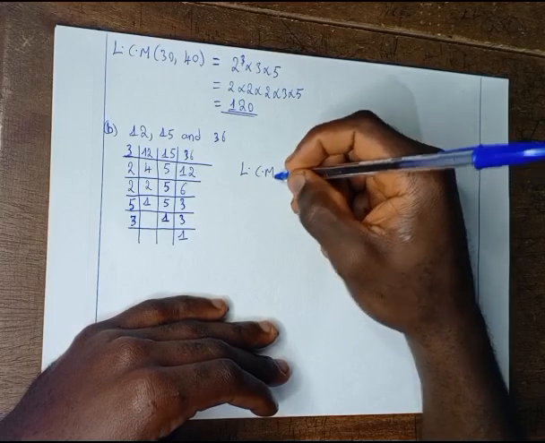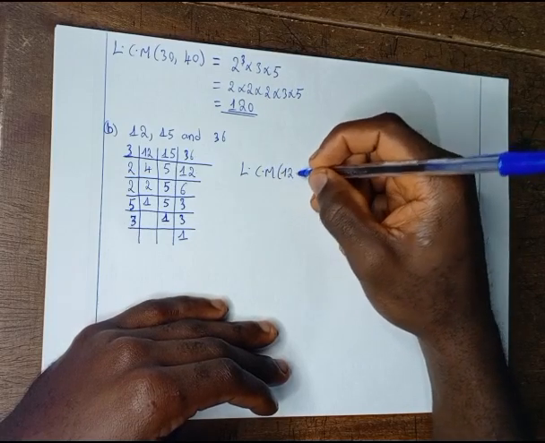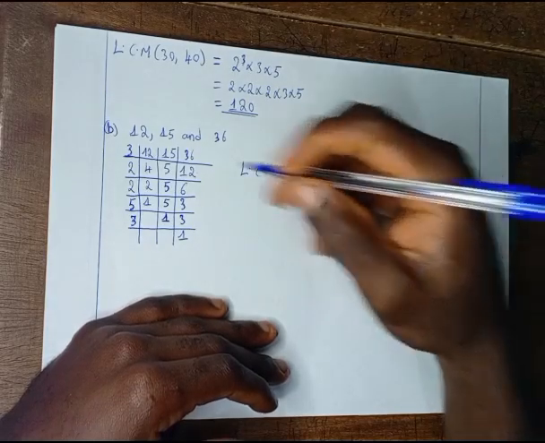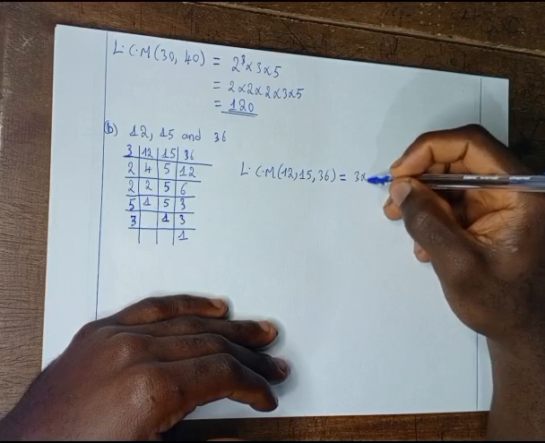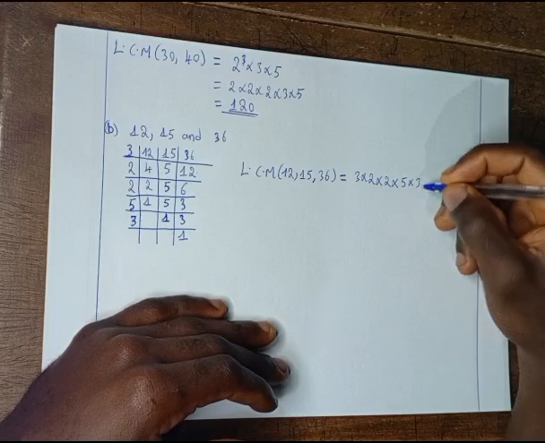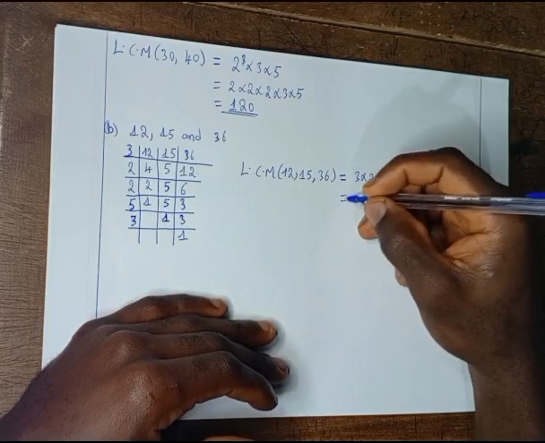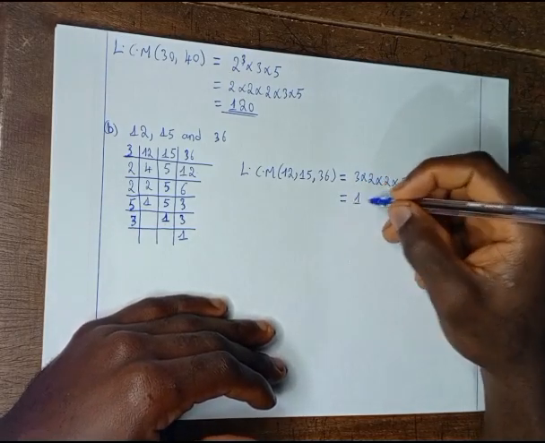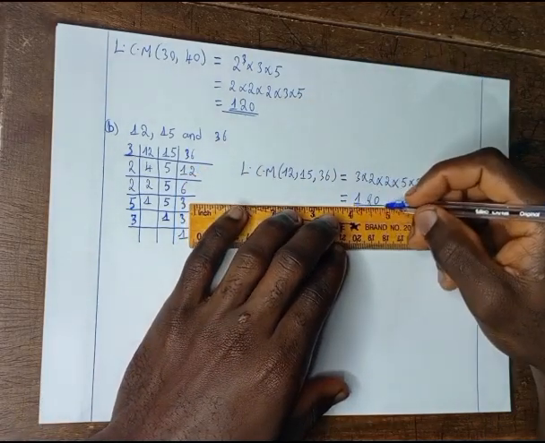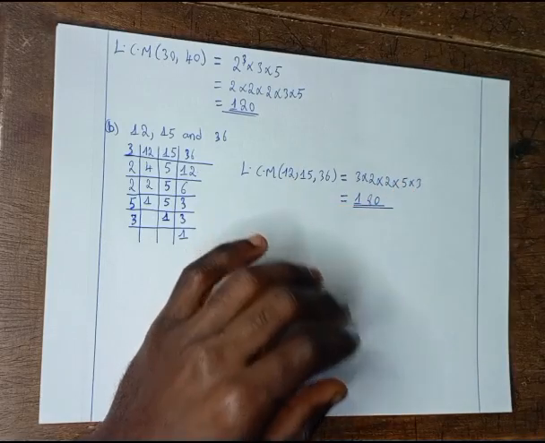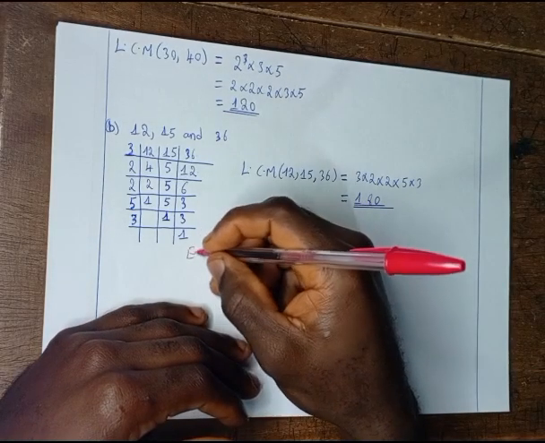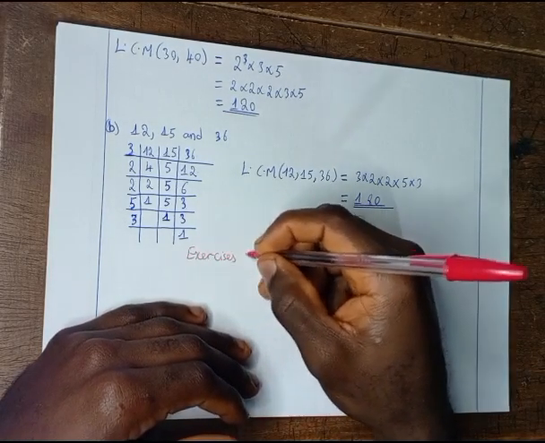The LCM of the numbers 12, 15, and 36 is simply equal to, you're going to take this product, 3 times 2 times 2 times 5 times 3. This will simply be equal to 180. So 180 is the LCM of the 3 numbers 12, 15, and 36. Now let's take exercises for application on this.